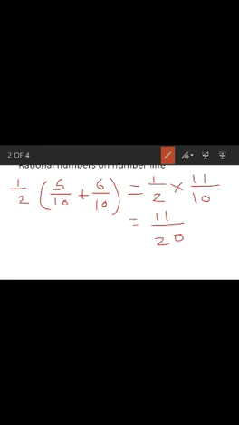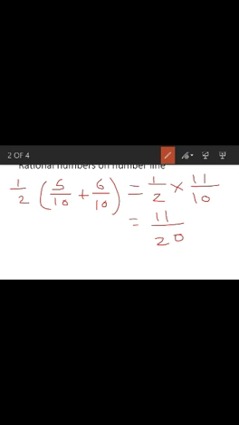Understood? Because 6 upon 10 minus 11 upon 20, it will come 12 minus 11 upon 20, that is 1 upon 20, and also 11 upon 20. So this is the midpoint of the line segment, that is 11 upon 20.